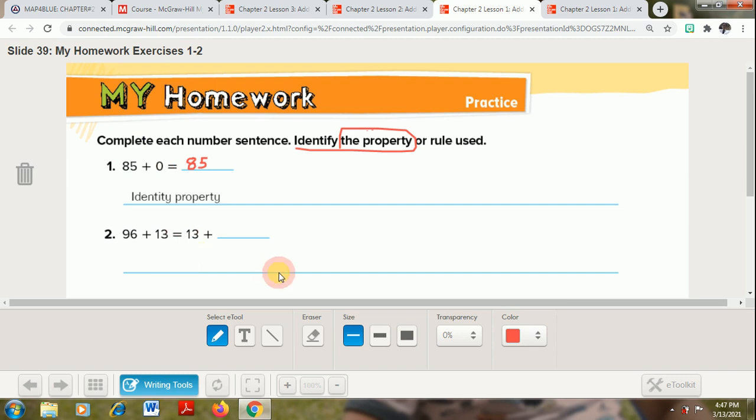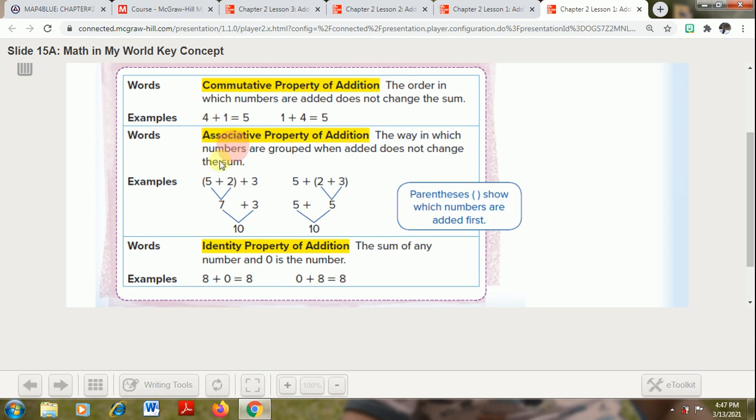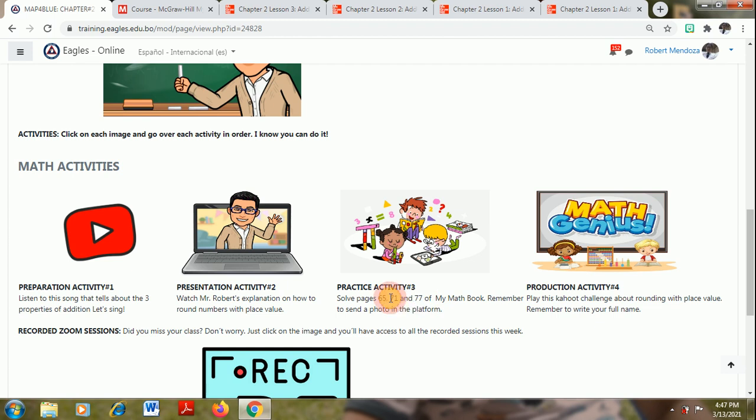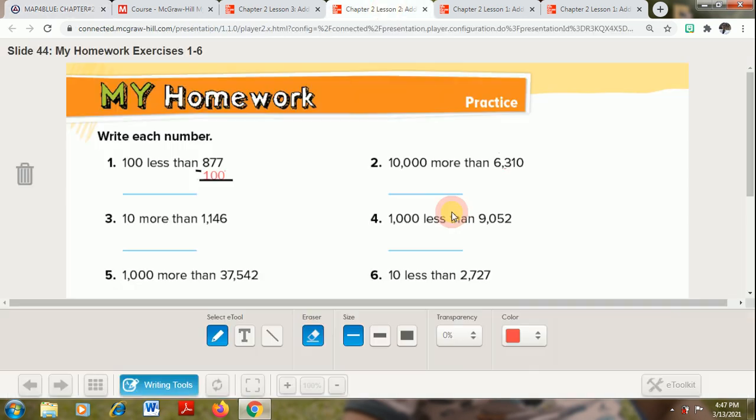So you do the same in the others. You solve the addition and you tell if that property is commutative, associative, or identity. Okay, that's page 65. Let's see an example of 71. I will do only one example of each page and you will do the rest on your own.